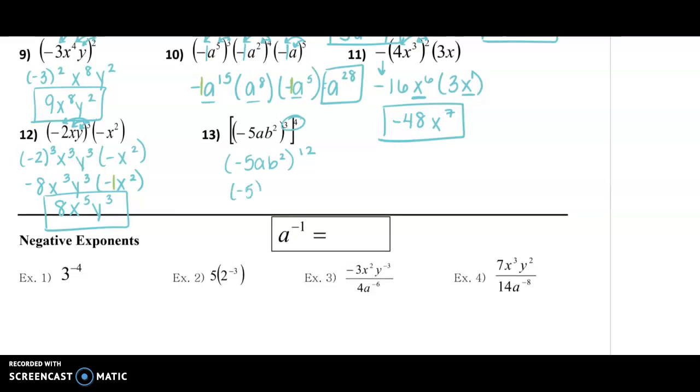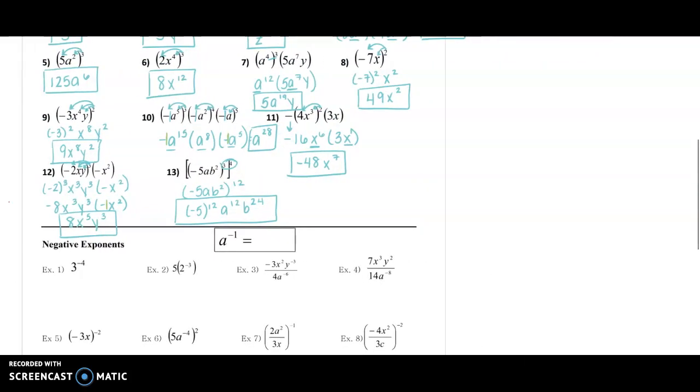So negative 5 to the 12th times a to the 12th times b to the 24th. I would be totally fine with you leaving it like that. If you want to figure out what negative 5 to the 12th is, go for it, but it is going to be a very big number. Okay, so that was just some review.